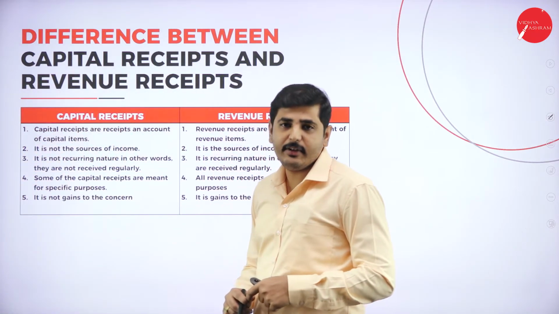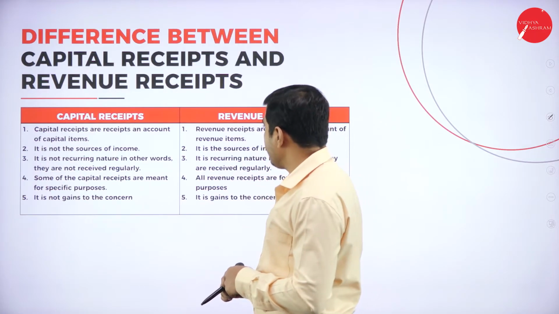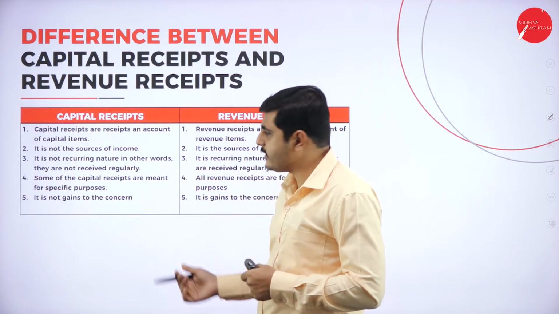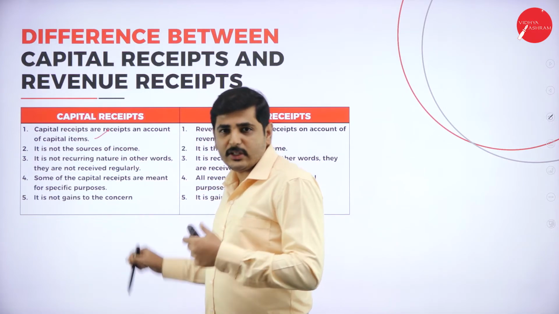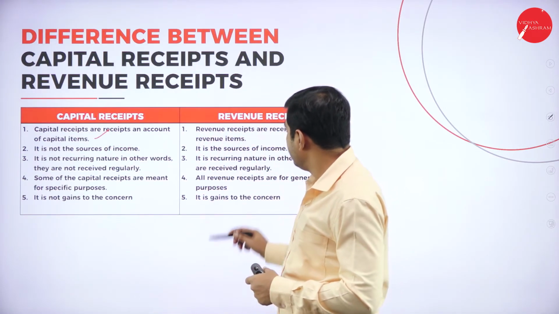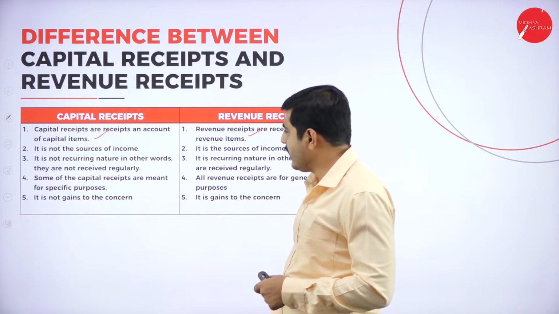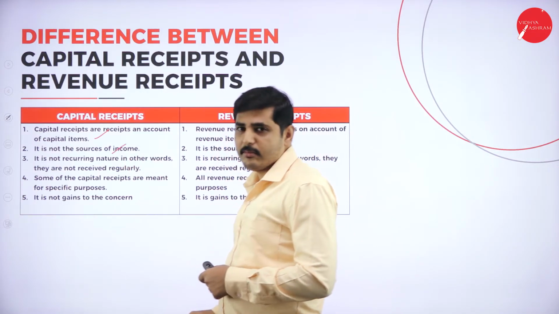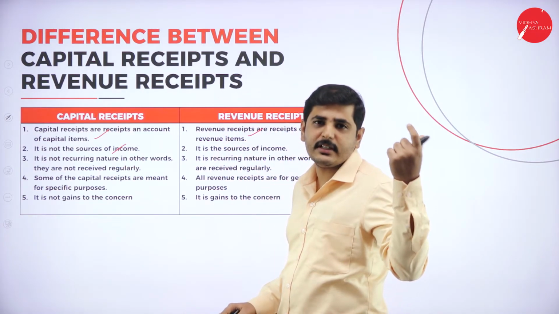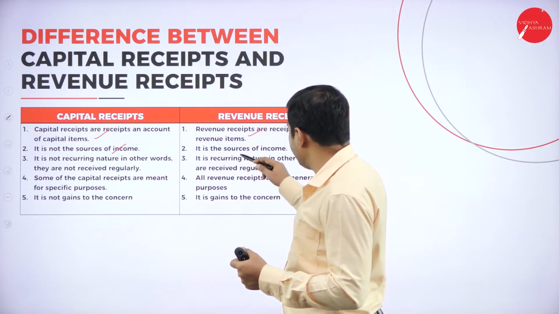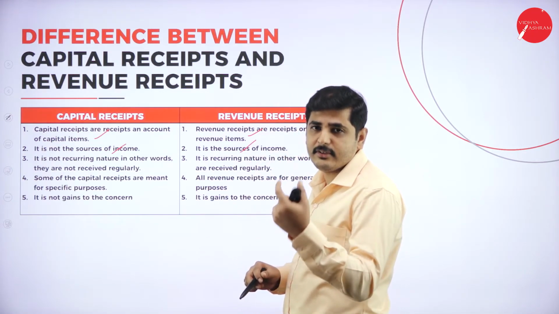Next one, capital receipts and revenue receipts. What is the difference between capital receipts and revenue receipts? These things we have already discussed. Capital receipts mean the benefit is for more than 1 year. For revenue receipts, the benefit is not more than 1 year. Next one, capital receipts are not a source of income. Only once in 10 years or 5 years will we do it. Revenue receipts are everyday. It is an everyday activity. Every day we will sell the product and get the amount.